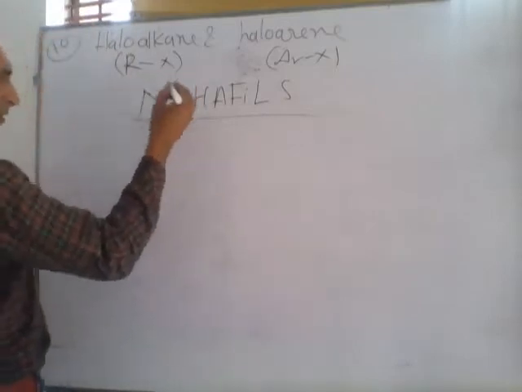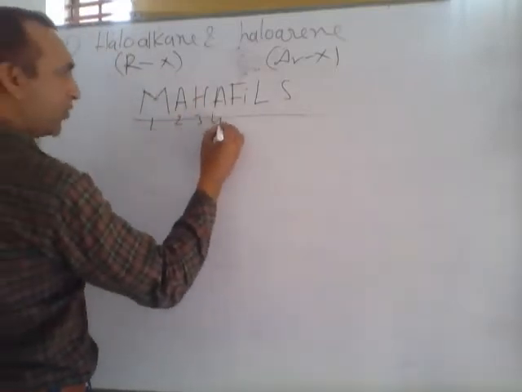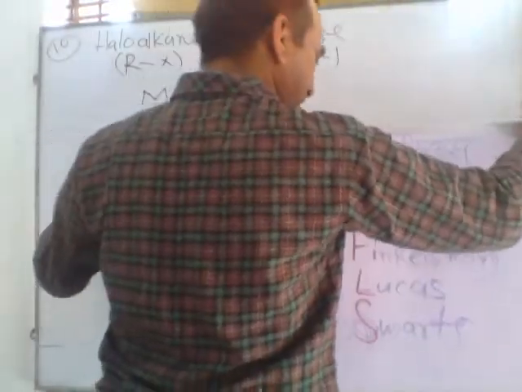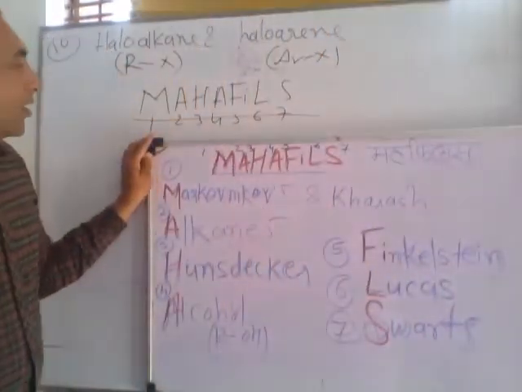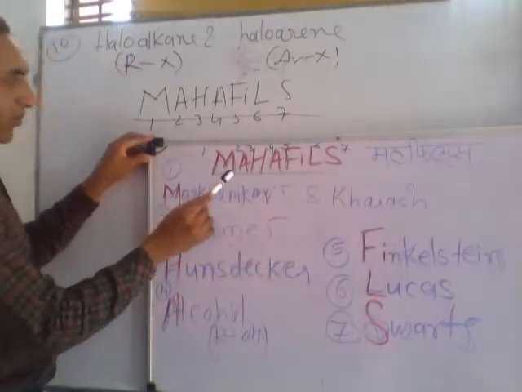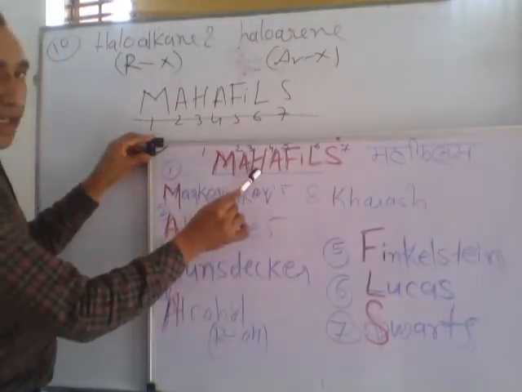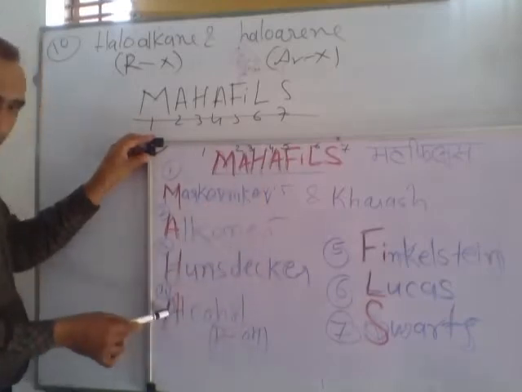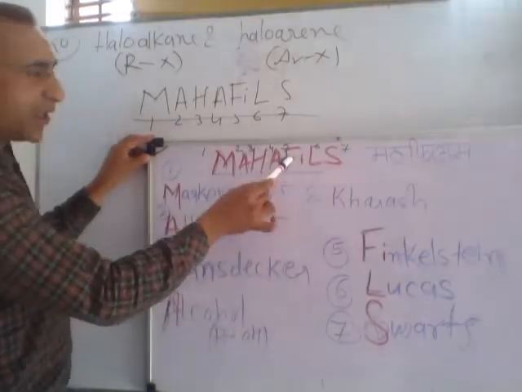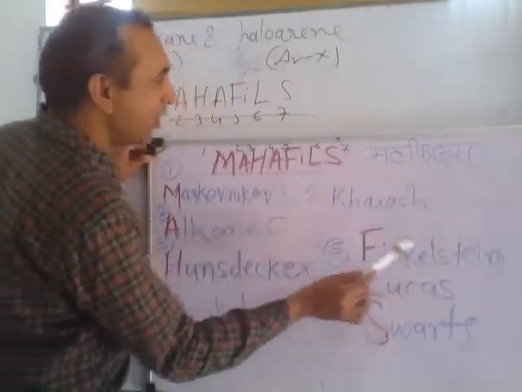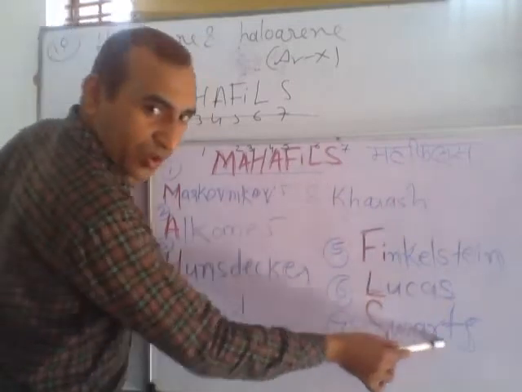MAHAFILS. So there are different types of methods: 1, 2, 3, 4, 5, 6, 7. So first you write the name of different methods. Look here. The meaning of MAHAFILS is: M stands for Markovnikov, A means from alkane, H means from Hunsdiecker reaction, again A stands for from alcohol, Fi means Finkelstein reaction, L means Lucas reaction, S means Swarts reaction.